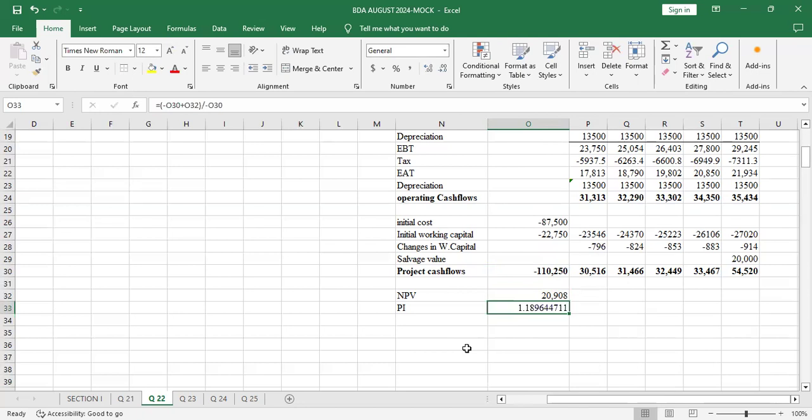So it's more than 1, which means that the project is viable. That's how you analyze the profitability index. It's greater than 1. It's 1.18, so it's a viable project.